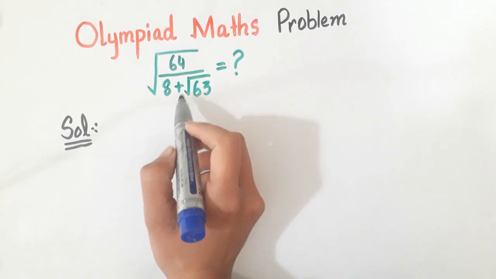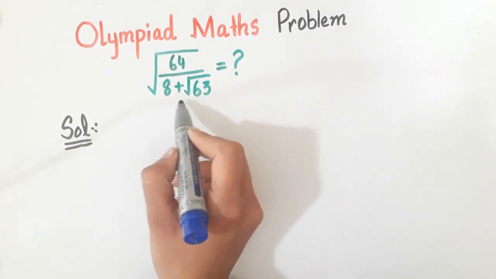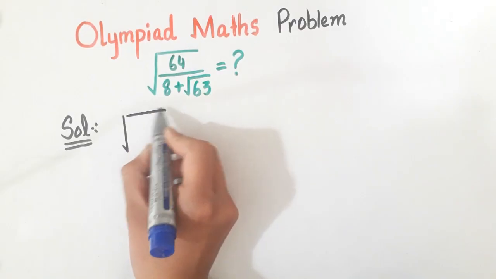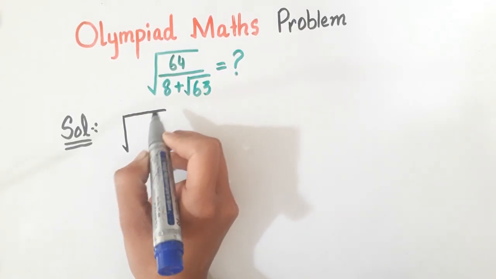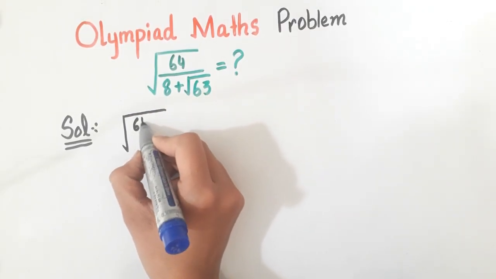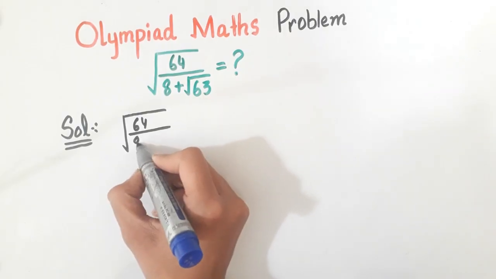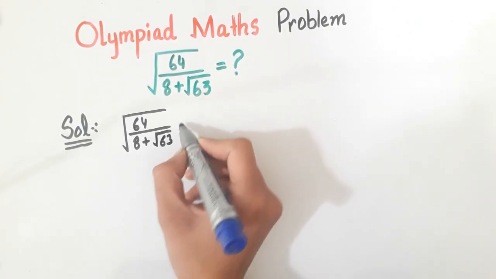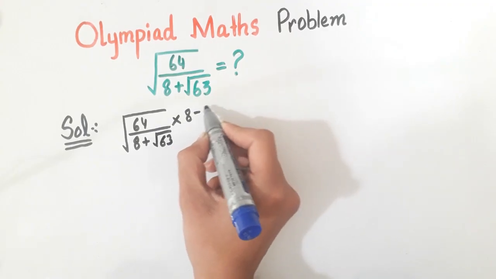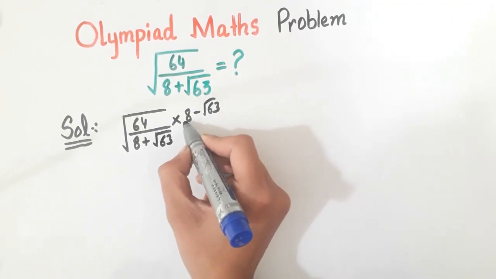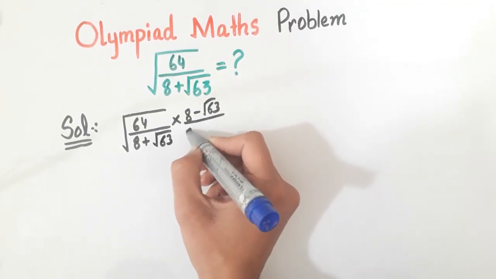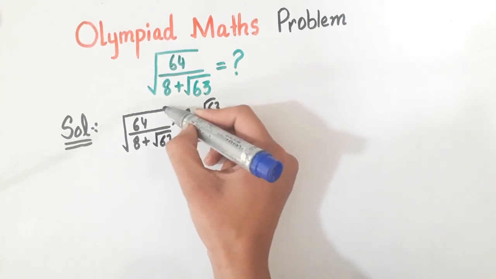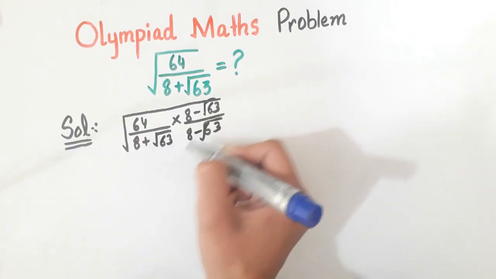To solve this, first of all, we can rationalize this. So, we will multiply and divide by its conjugate. So, 64 by 8 plus square root 63 is multiplied by 8 minus square root 63 by 8 minus square root 63. And this square root will be over both of the fractions.